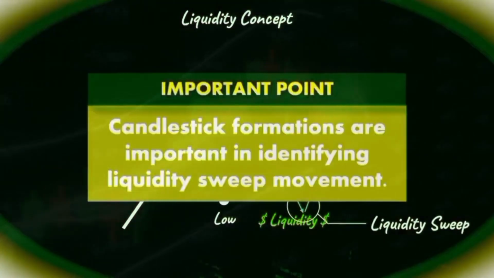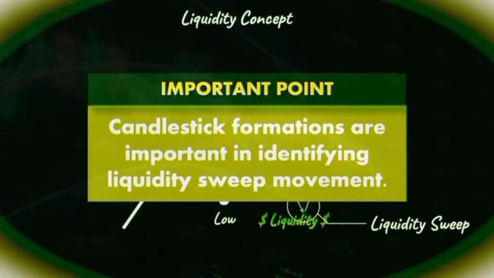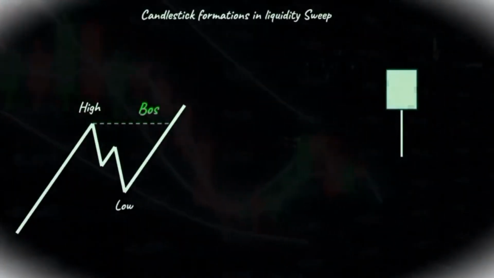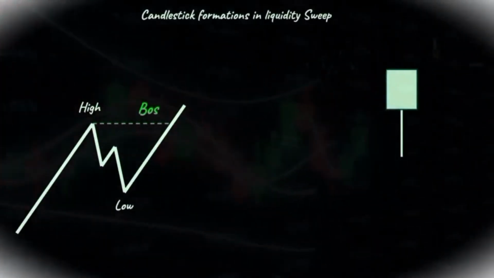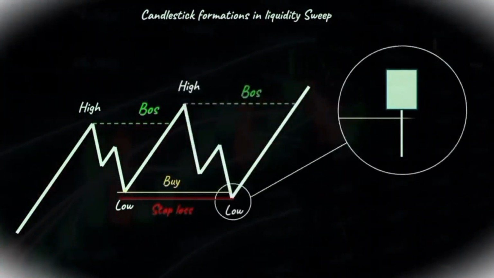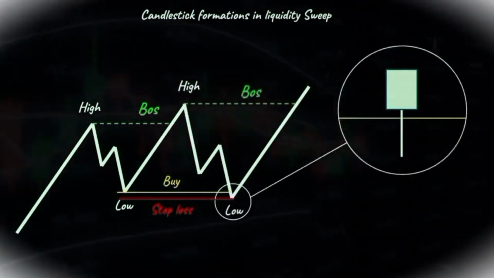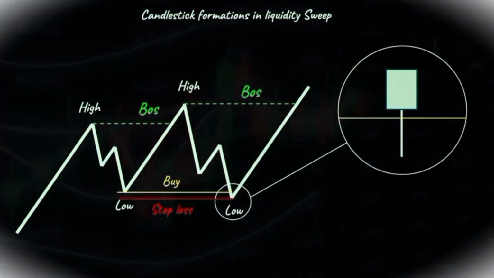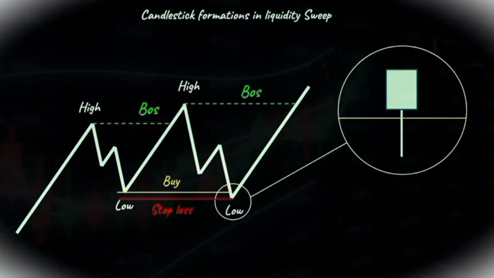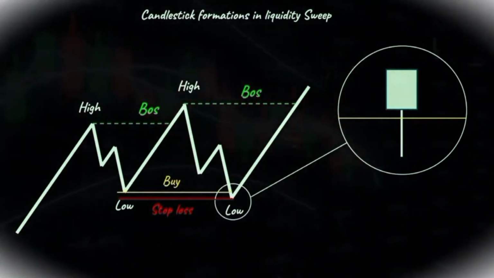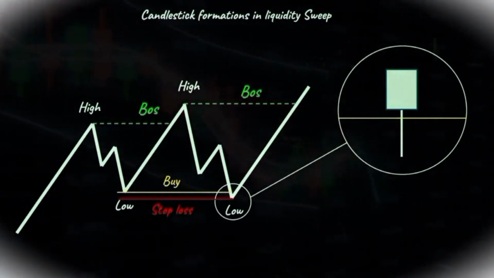Candlestick formations are important in identifying liquidity sweep movement. In the bullish scenario, a long wick at the bottom of the candlestick represents a liquidity grab movement. Imagine if this area is our previous support. So we have lots of buy orders gathered here, which means that the stops are somewhere below this level. So a long wick breaking through this area is considered a liquidity grab, but only if it won't have a long wick at the top as well. This would be a great sign that the price can start its movement to the upside.